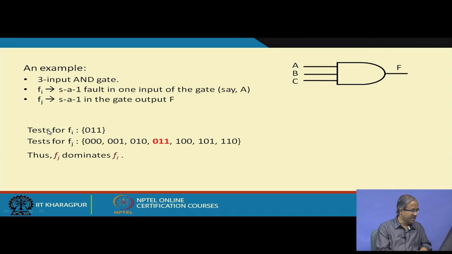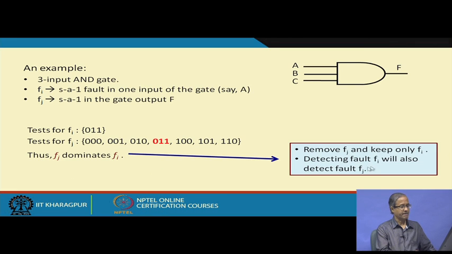Now, here we see that the test for Fi is a proper subset of the test for Fj. So, I can remove Fj from my list, because I know if I detect Fi, which I can do by this vector, it is also included in the test set for Fj. So, this is an example where Fj dominates Fi and I can remove Fj. Okay. Remove Fj and keep Fi. Detecting Fi will also guarantee the detection of Fj.